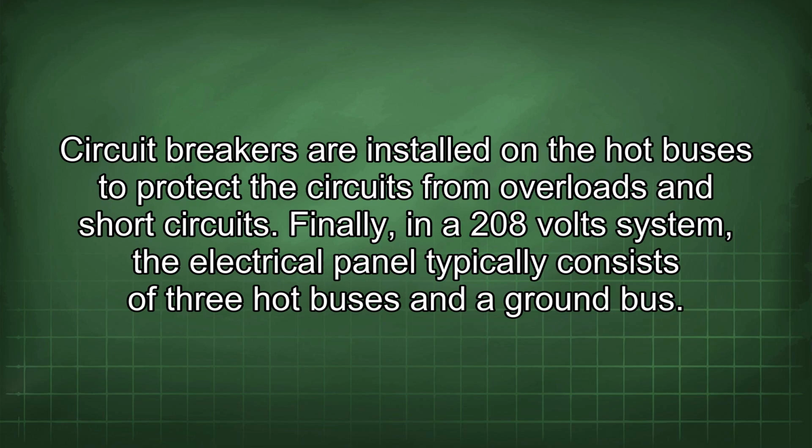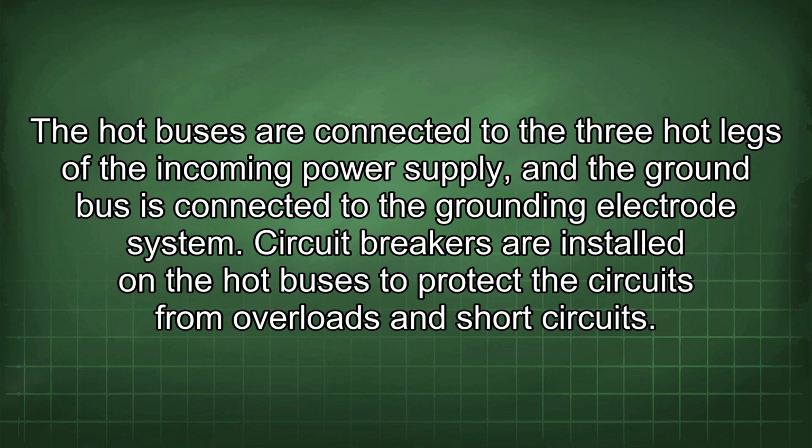Finally, in a 208 volt system, the electrical panel typically consists of three hot buses and a ground bus. The hot buses are connected to the three hot legs of the incoming power supply, and the ground bus is connected to the grounding electrode system. Circuit breakers are installed on the hot buses to protect the circuits from overloads and short circuits.